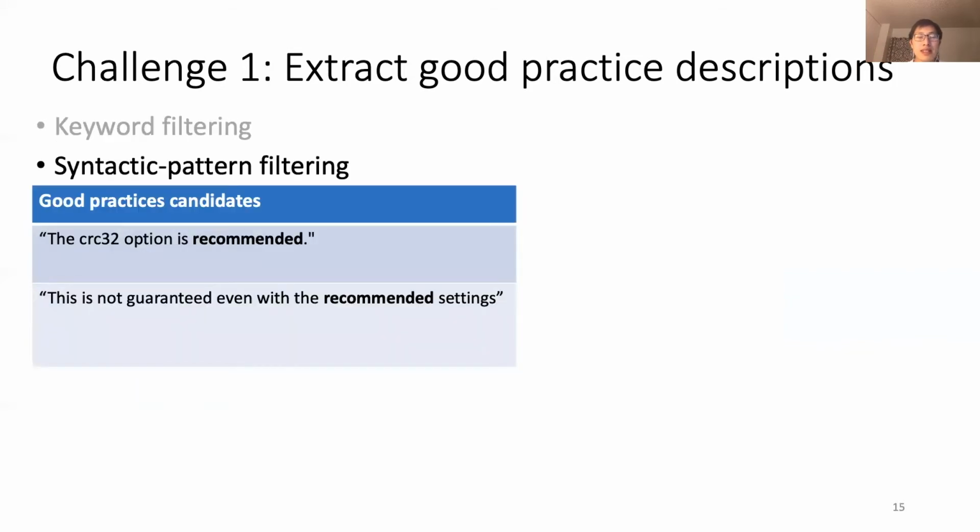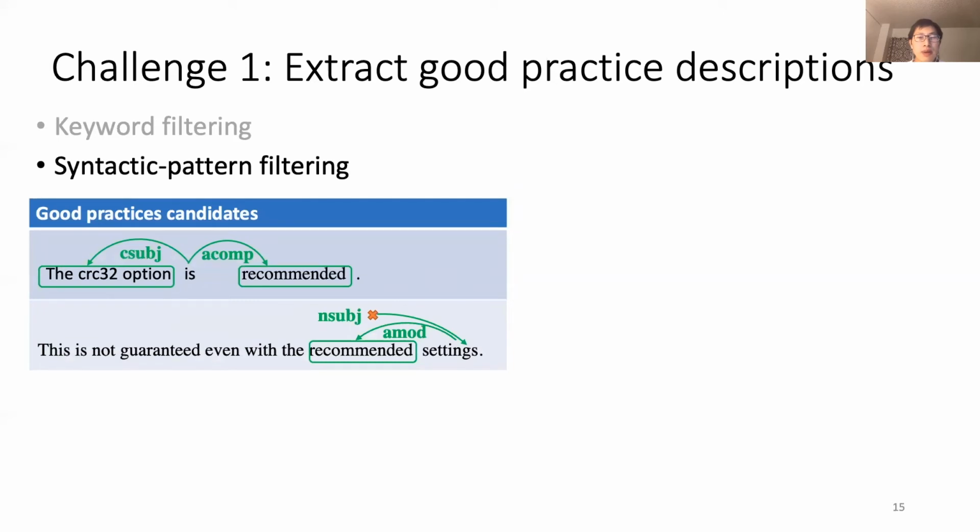PracExtractor then adopts syntactic pattern filtering to further filter out non-good practices from the candidates. In this example, although the second sentence contains the keyword "recommend", it recommends nothing and so it's not a good practice. PracExtractor performs syntactic dependency analysis for each sentence. We observe that good practices and non-good practices typically have different syntactic patterns. For example, the first sentence and the second sentence have different syntactic patterns. The second sentence is not a good practice, and so it doesn't have the specific syntactic patterns in the good practice sentences.